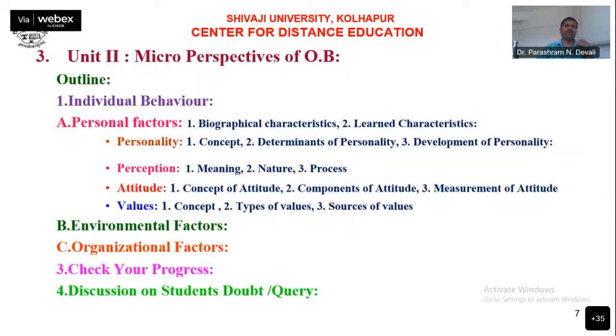Same thing in unit number 2, the micro perspective of organization behavior. The outline of this unit is individual behavior. In individual behavior, we want to understand which personal factors affect individual behavior. First, personal factors, where we want to learn biographical characteristics and learner characteristics. Then personality, the key concept. What is meant by the concept of personality? Its determinants and the development of personality.